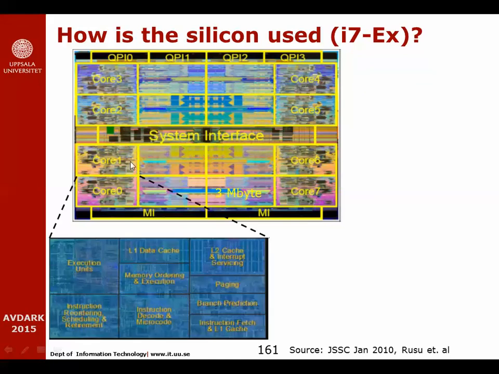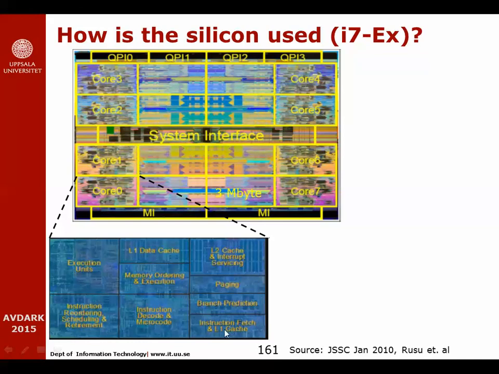If you magnify each core to see what goes in there, it's a little hard to read on this slide. Each core has an execution unit. Over here is instruction reorder, scheduling, and retirement. We recognize many of those words. Instruction decode and microcode, so this is the translation. Memory ordering and execution. L1 data cache, L2 paging, branch prediction. We recognize that as well. Instruction fetch and L1 cache. So this is sort of the front end.